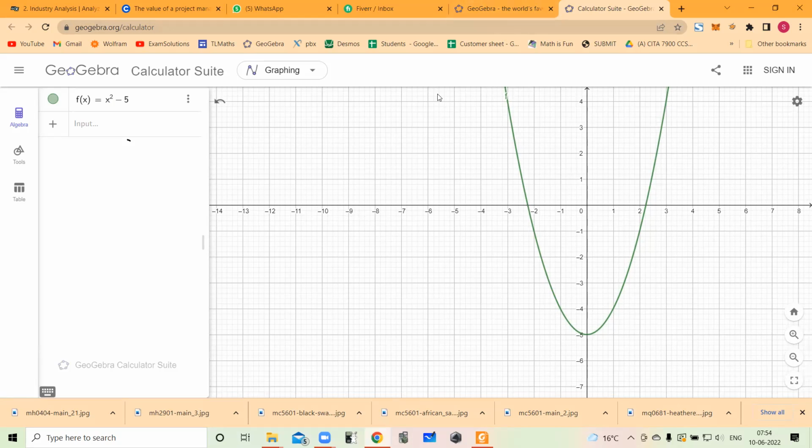Because when I write y equals ax squared plus bx plus c, and compare it with the equation which I have written, x squared minus 5, I can say that a is 1, right? Yes. B is 0 because there's no x term here. We're just left with x squared minus 5. Right, and c is -5. Yes. So that is the equation.